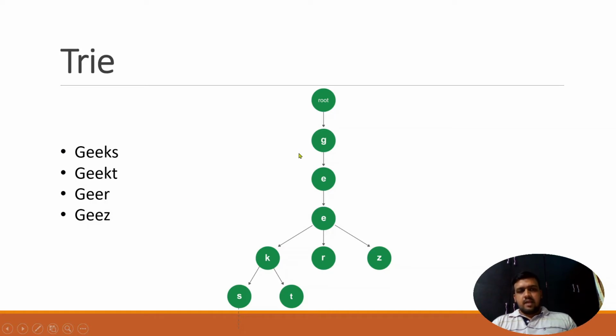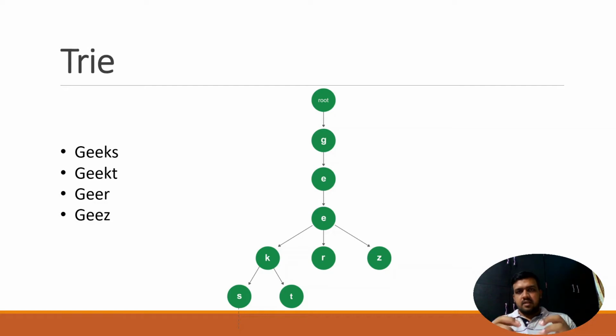So like this, all four words have the same starting character, G. So we'll only have a single node with G as the child of the root element. So we'll have G, and those characters which are common to all words will take only a single node.